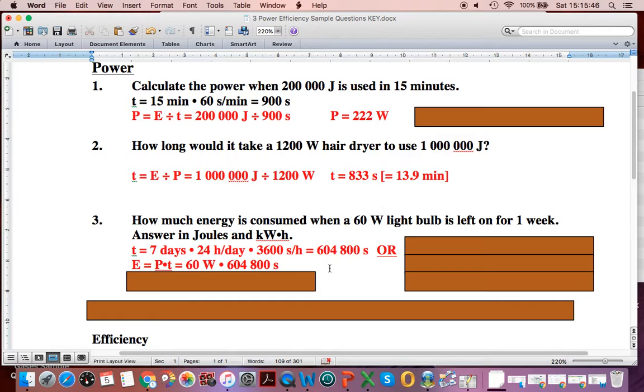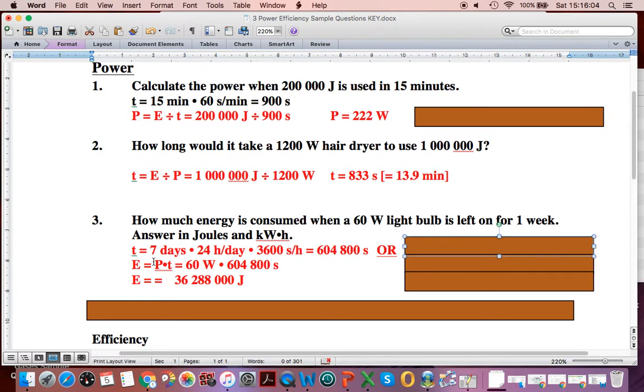Then we go energy is power times time because it wants the energy. 60 watts was given. We've just figured out the time in seconds. And we get 36,288,000 joules. Now we know we could take this and just divide by 3.6 million, or we can start from scratch. So we're going to start from scratch.